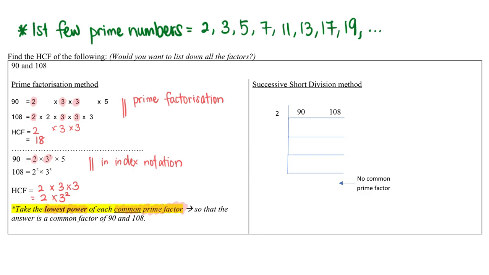Now for the successive division method, we will just need to continue to divide by the common prime factors. So in this case, both can divide by 2. And that will give me 45 and 54. I cannot divide both by 2 anymore, but I could divide both by 3.